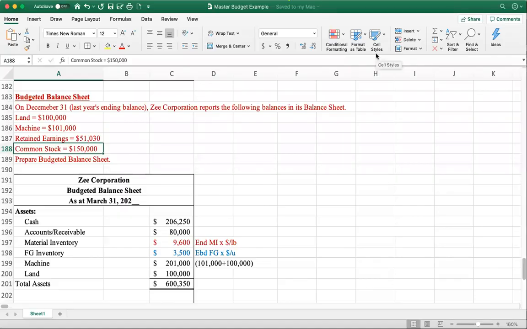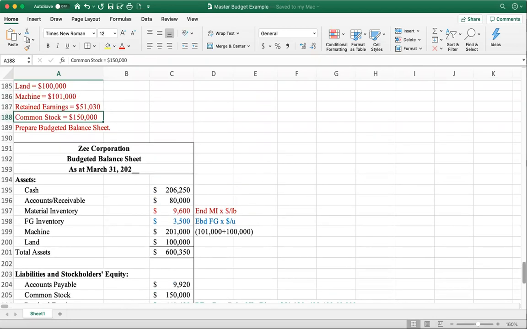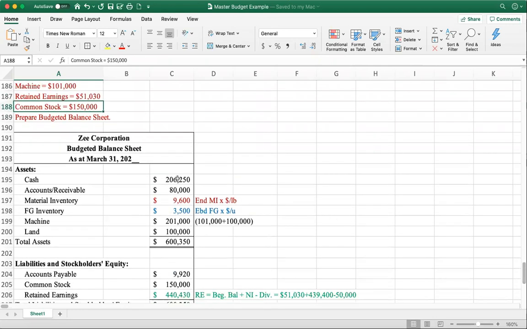Now we are going to prepare the budgeted balance sheet. On December 31st, the corporation reports the following balances in its accounts. Land is 100,000, machine is 101,000, retained earning 51,030, common stock 150,000. Prepare the budgeted balance sheet. If you look at the budgeted balance sheet here, we start with the assets and then we enter the liabilities and stockholders' equity accounts.